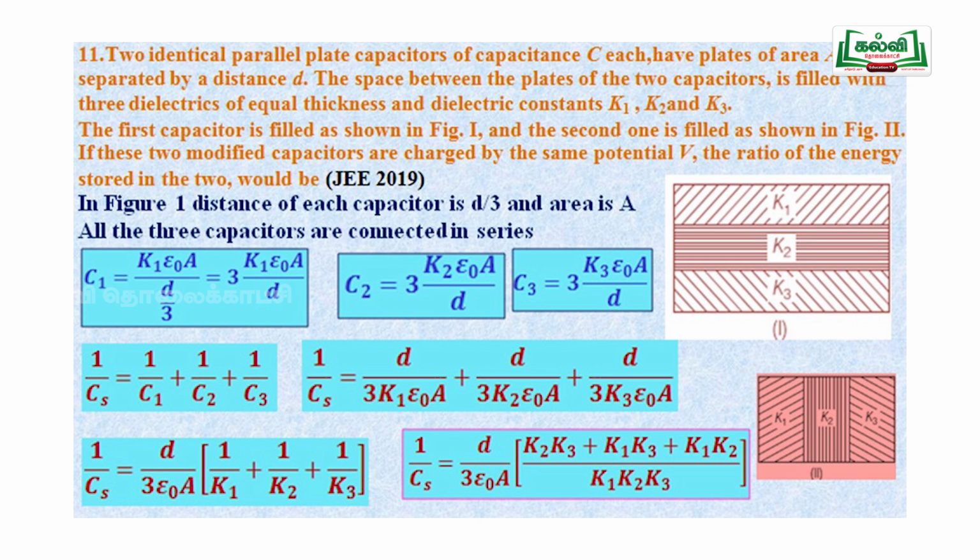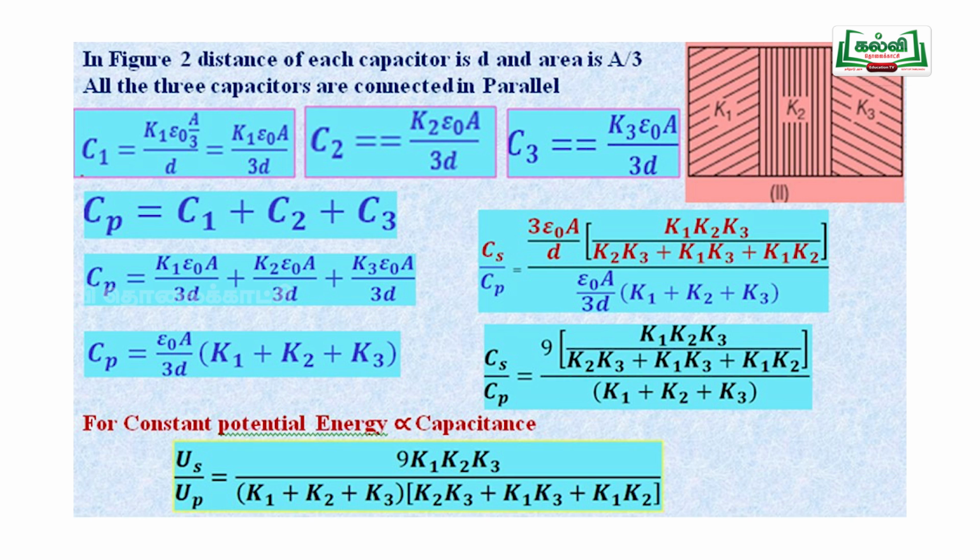Now, in the second diagram, look at the arrangement. The 3 capacitors K1, K2, K3 are in parallel. So, in this case, what happens to the capacitance? C1 equal to K1 into epsilon naught. The area of the plate is shared by 3 capacitors, so the area of a single capacitor is A by 3, by D. So, it reduces to K1 epsilon naught A by 3D. For the second capacitor, just change the dielectric material to K2. For the third capacitor, take it as K3. Now, all the 3 capacitors are connected in parallel. So, Cp is equal to C1 plus C2 plus C3. If you add these, I am getting epsilon naught A by 3D times (K1 plus K2 plus K3).